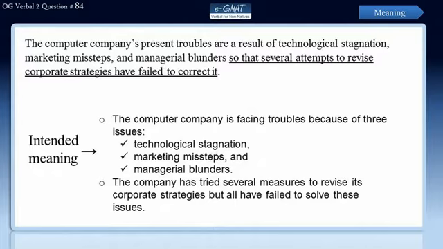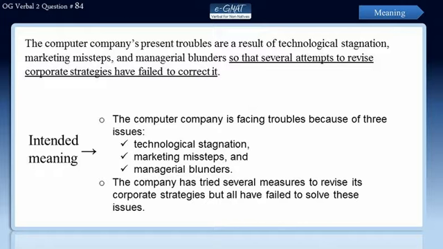Now, what is the function of the clause that follows the phrase "so that"? The function of that clause is to show the effect of the clause preceding "so that." For example, we eat so that we can live. Now, we can live shows the effect of we eat. But here, this clause, several attempts to revise corporate strategies, is not doing that job. It is not showing the effect of the clause that precedes "so that."